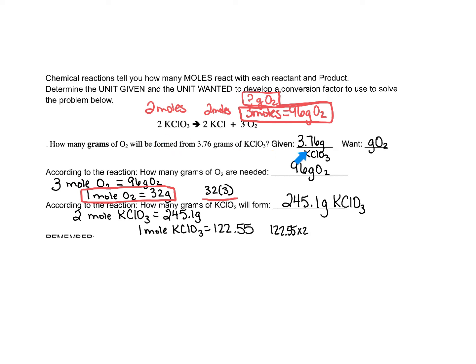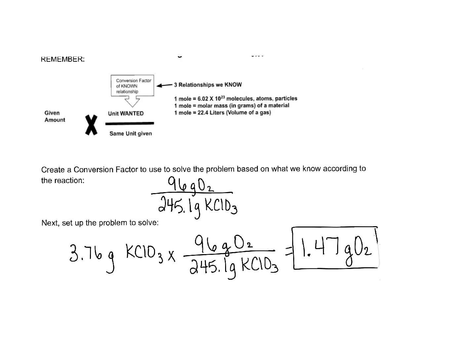Well, again, we need grams of KClO3. So this says 2 moles of KClO3. Well, I can calculate how much 1 mole weighs and then multiply it by 2 to find out how much 2 moles weighs. So now that I have that information, I can actually create a conversion factor.